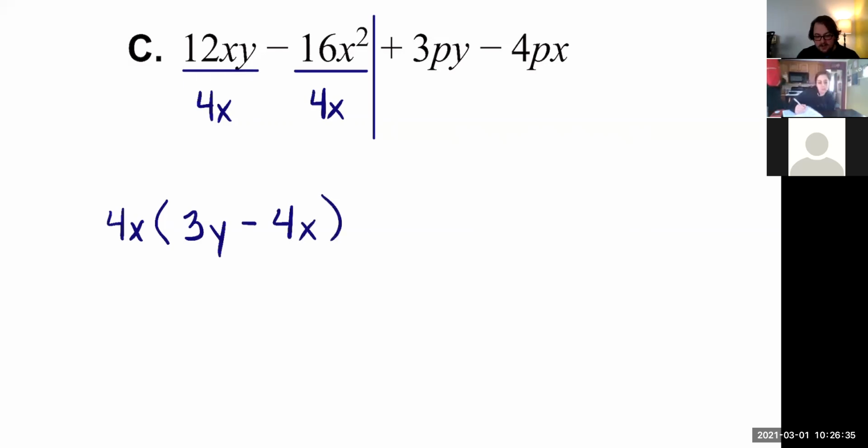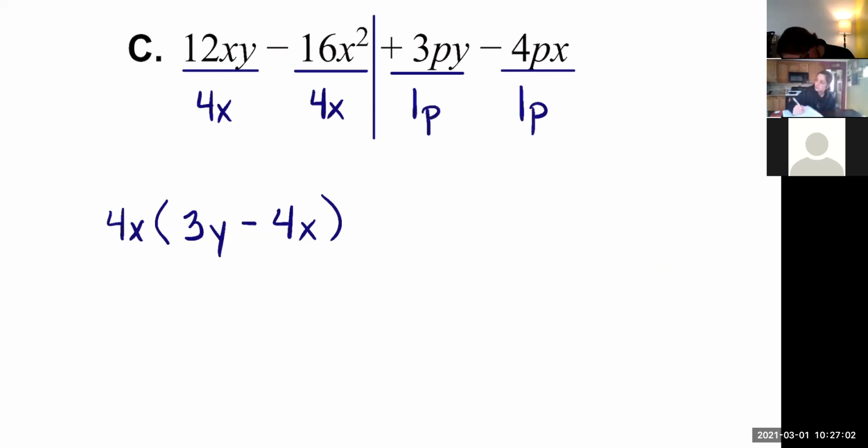So 4x is the greatest common factor. Inside, we have 3y minus 4x left over. Then we slide on over to the second half here. 3 and 4, greatest common factor of 1. Can I take anything else away? Do they have anything else in common? A p? Just 1 p.